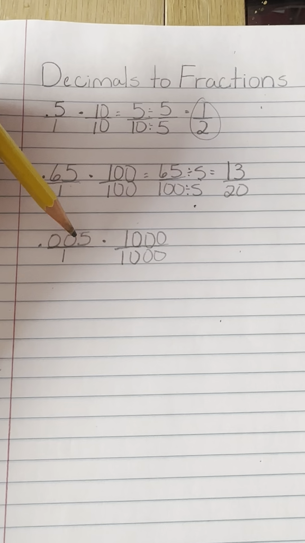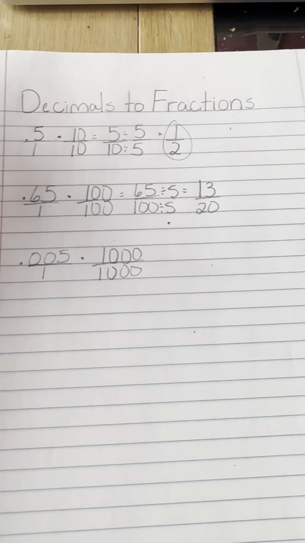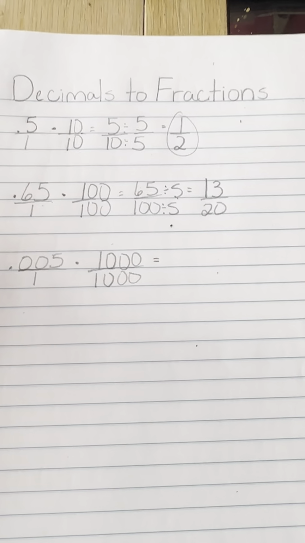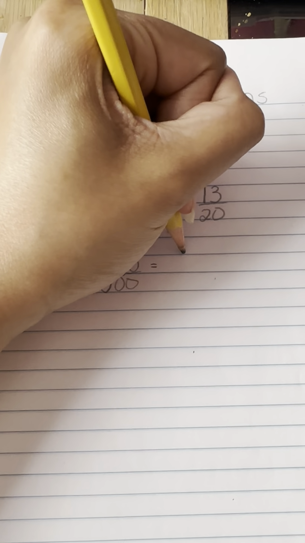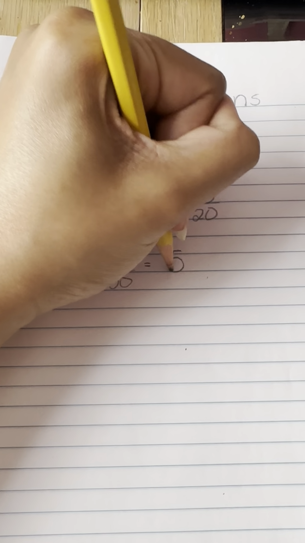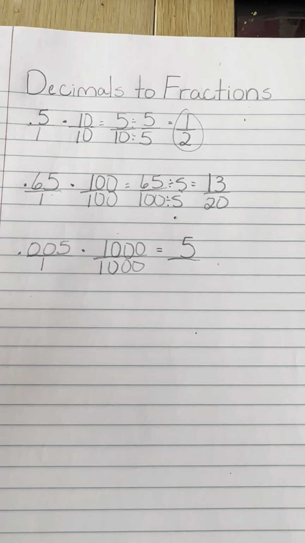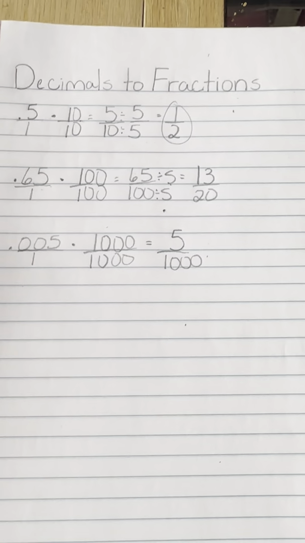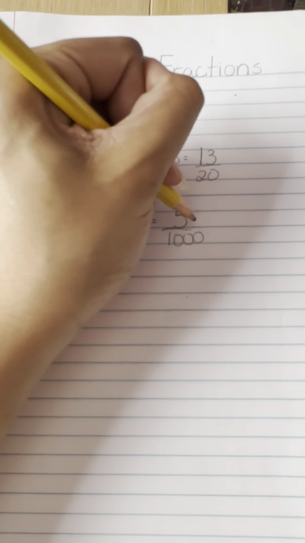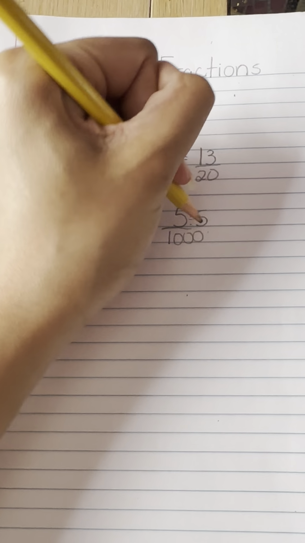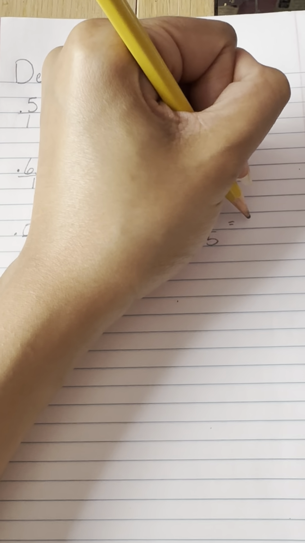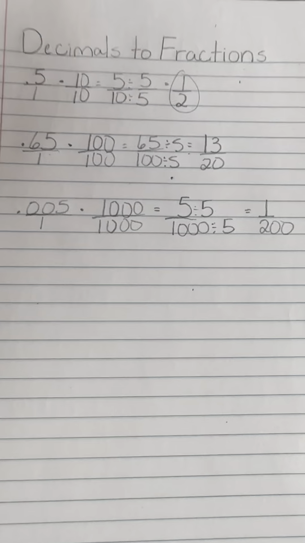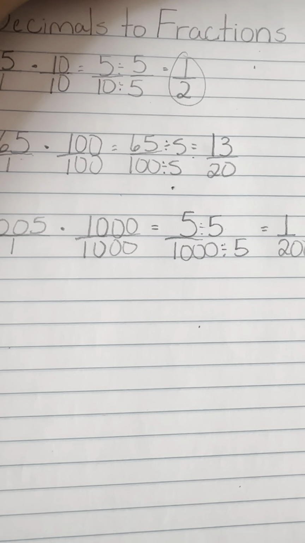So 0.005 times 1,000. That's going to give us 5 over 1,000 times 1 is 1,000. And this can be simplified. Divide by 5. Divide by 5. We're left with 1 over 200. And let's do one final one.